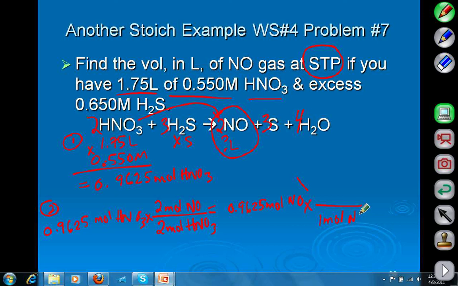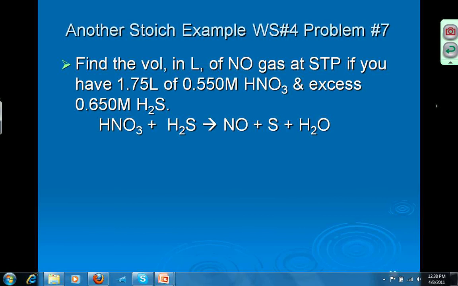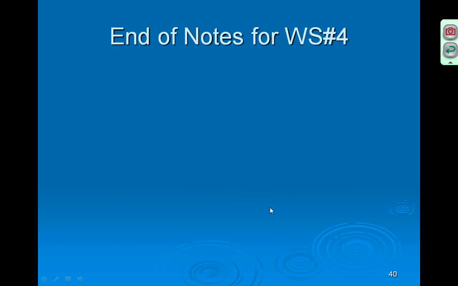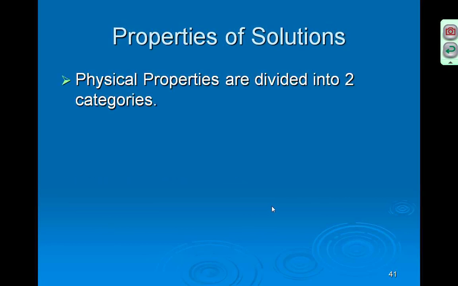Now the question says find the volume. Oh, golly, at STP. Oh, we can do this. We know nothing else, so 1 mole of any gas at STP, and this one's NO, is 22.4 liters. That comes from the previous chapter. So we multiply those two together. We can have only 3 sig figs. That gives us about 21.6 liters of NO. Stoichiometry is so much fun.